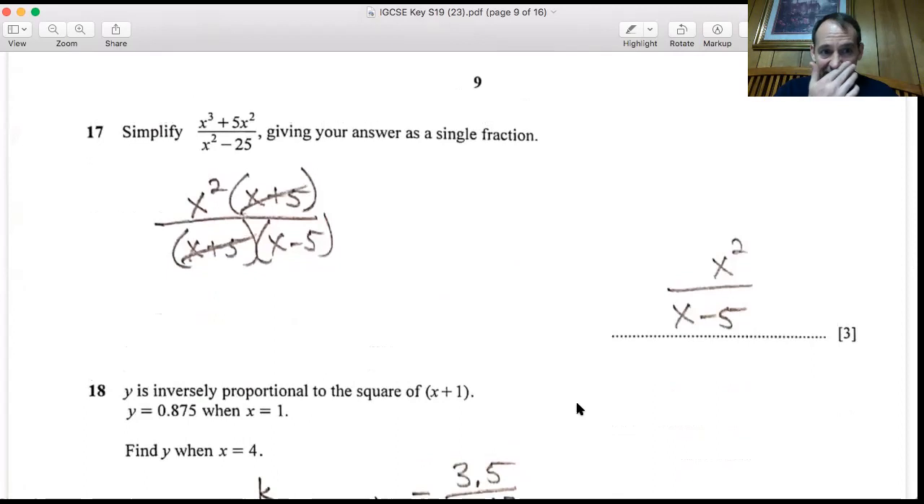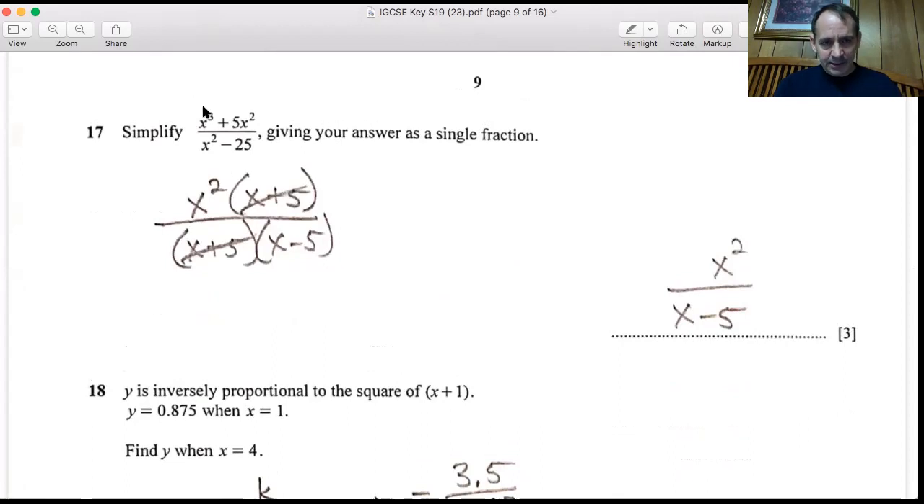On 17, simplify this fraction. So what we want to do is factor the numerator and the denominator. The top is monomial factoring. You look for what's common to both. There's an x squared, and then you have an x plus 5 left over. The bottom is a difference of squares. So you have x plus 5 times x minus 5. Notice the x plus 5's cancel, leaving us with the reduced or simplified fraction of x squared over x minus 5.